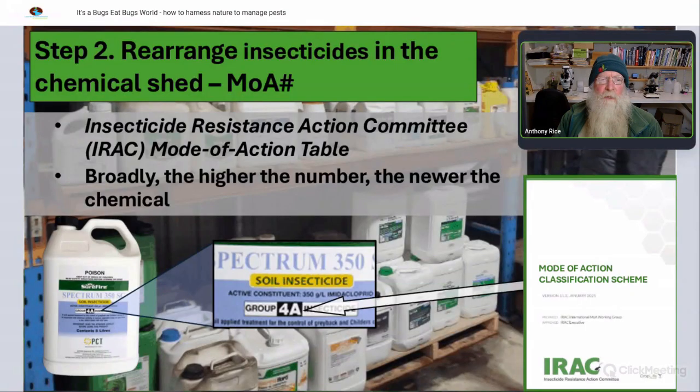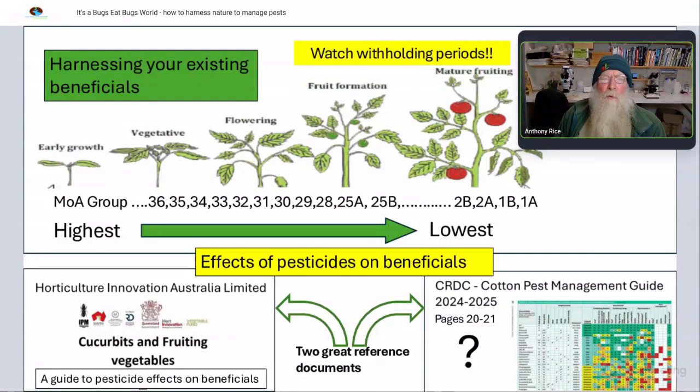And it's important because more recently produced insecticides tend to be more highly targeted on the pest and a lot more gentle on your natural enemies. So you end up, if you superimpose that mode of action group that you've now got reversed in your shed, you don't have to go out and buy any more specifically to do this exercise.